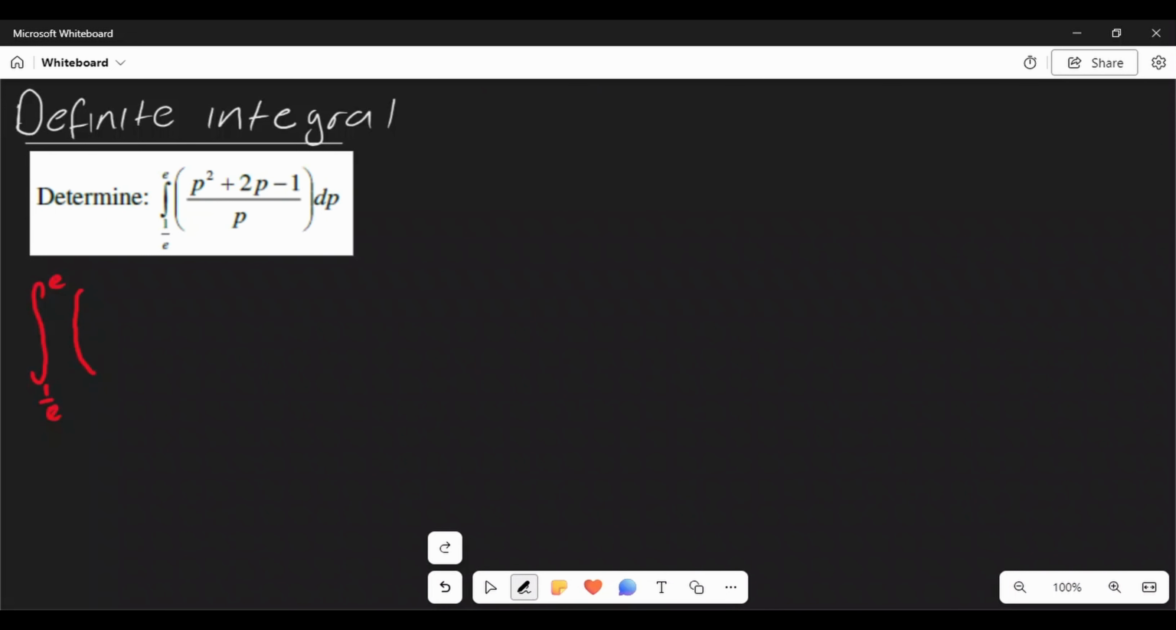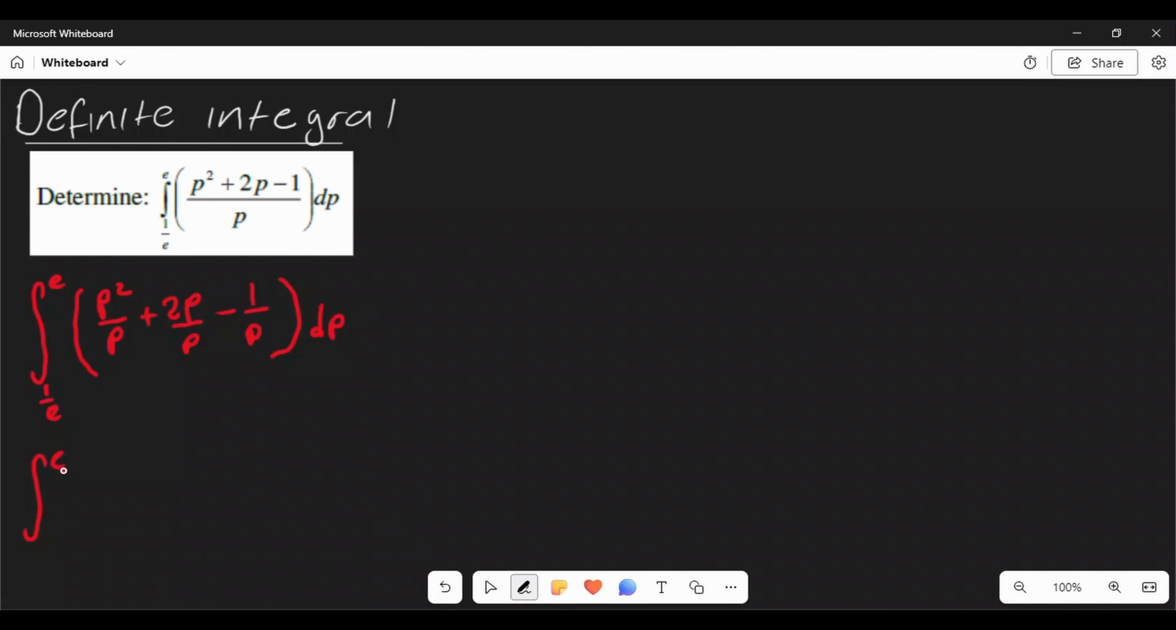Let's continue. The best way of simplifying this is to divide each term on the numerator by the denominator. As you can see, this is a solid line, which basically means that each term here is divided by this p. So we have to break that line and we can say p squared divided by p plus 2p divided by p minus 1 divided by p. All this is now in the same bracket, right? So let's continue, let's simplify it.